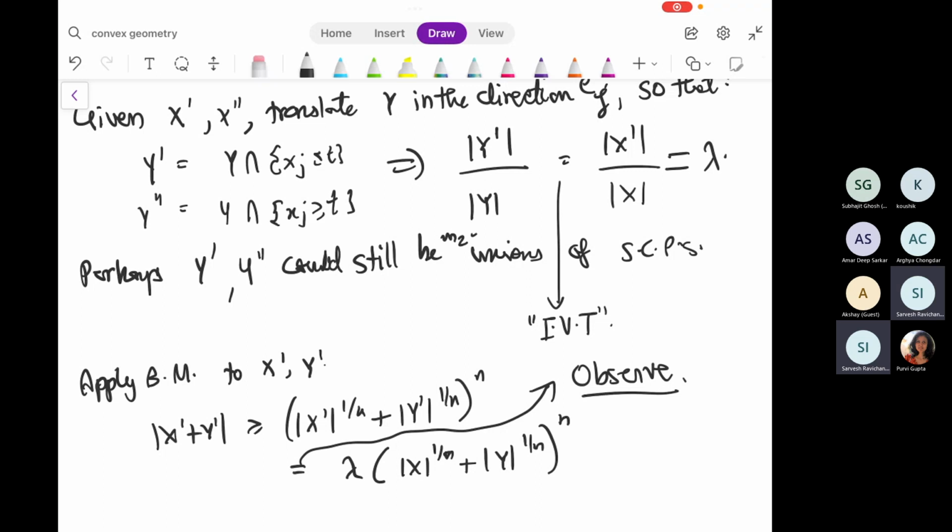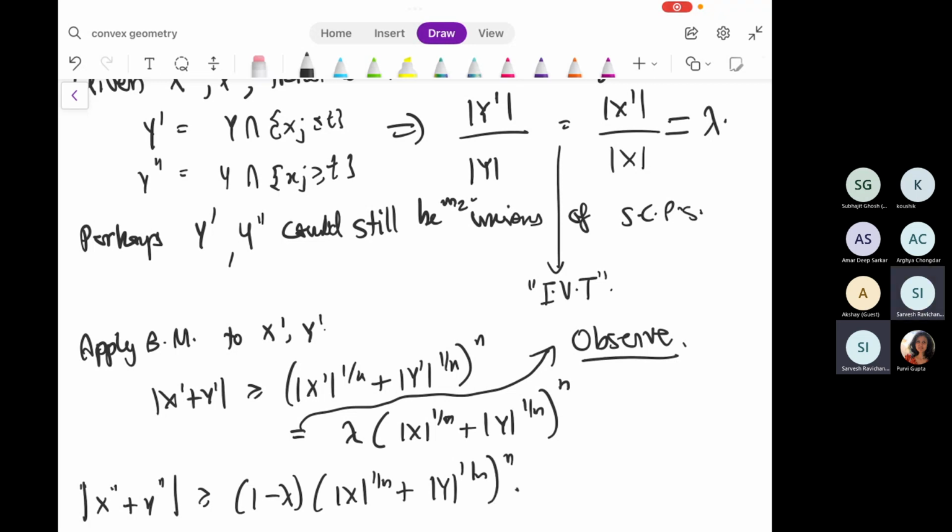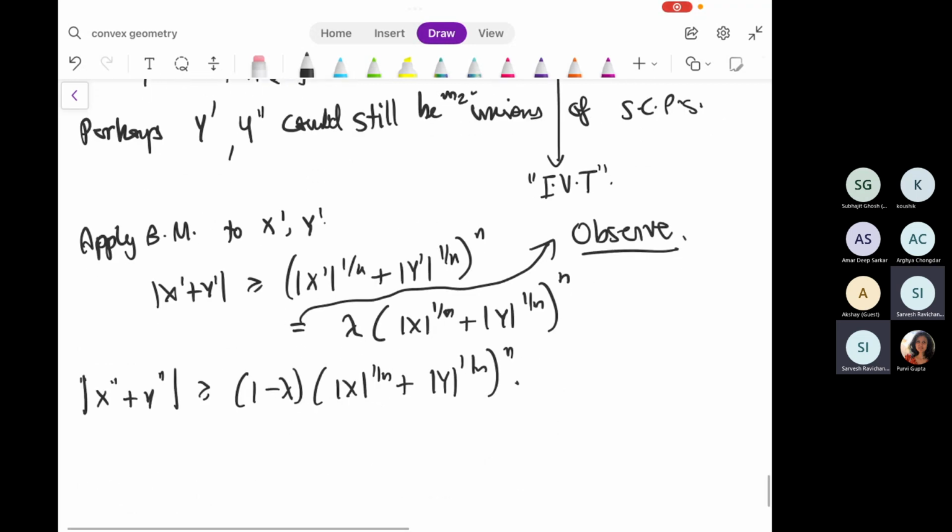And because we have applied this to the left side, we may as well apply this to the x double primes and y double primes. So for the same reason, you won't get a lambda. You will actually get a 1 minus lambda on this particular occasion: 1 minus lambda times the Lebesgue measure of x to the 1 by n plus the Lebesgue measure of y to the 1 by n, whole to the n, right? And now you should be able to add these two equations and get what you get.